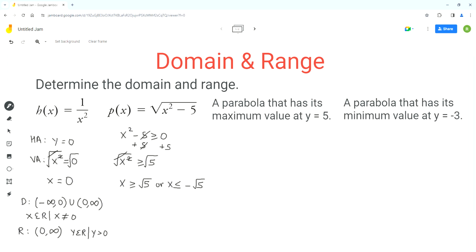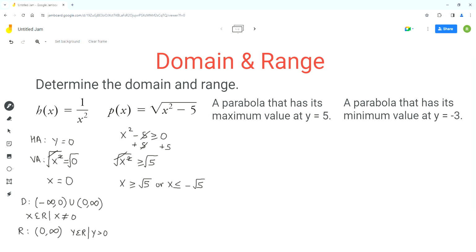The reason why we get this other case is because when the sign of the square root of 5 changes to negative, the inequality sign flips. So that's why we get these two cases.